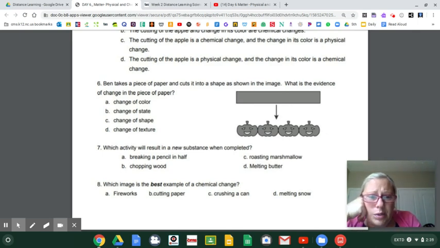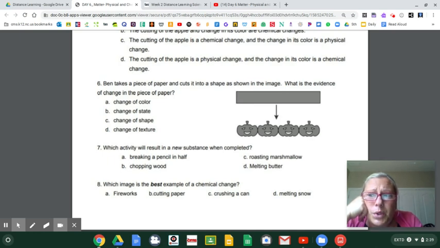Well, I break a pencil in half. Is that anything new, or is it just broken pieces of pencil? So it can't be that. When I chop wood, am I making anything new? No, it's just pieces of wood, right? Right. All right, so melting butter, am I making something new, or is it still just liquidy butter?